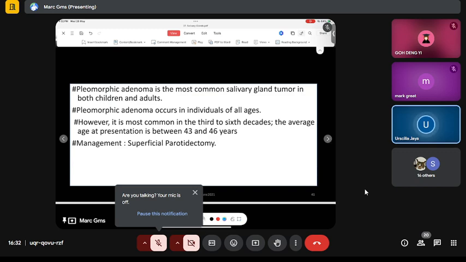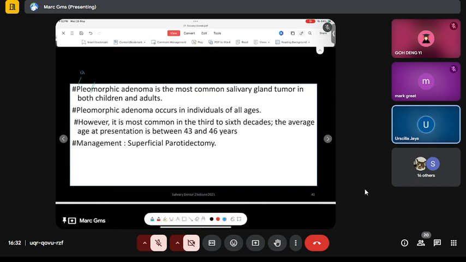Pleomorphic adenoma, like I said, is the most common salivary gland tumor in both children and adults. Okay. It occurs in individuals at any age, but it is most common in the third to the sixth decade. Okay, and the management would be parotidectomy.